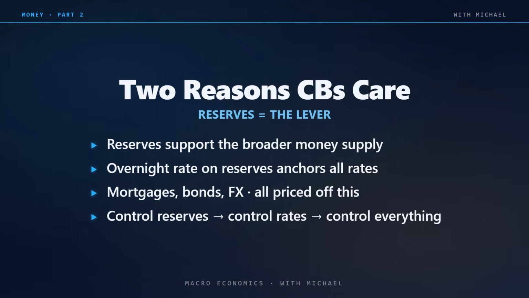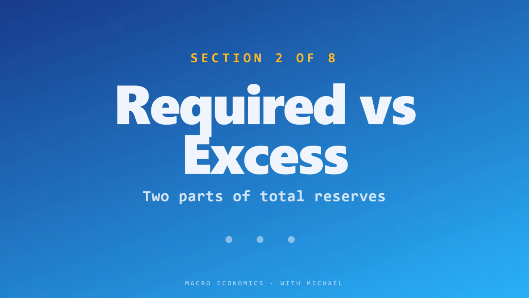Section 2. Required reserves versus excess reserves. Within the total reserves a bank holds at the central bank, we need to draw a critical distinction. Required reserves are the minimum amount that the central bank legally mandates the bank hold against its deposit liabilities. If the reserve requirement is 10% and the bank has $1 billion in deposits, it must hold at least $100 million in reserves. Excess reserves are everything the bank holds above that minimum. Excess reserves are the reserve buffer, the cushion.